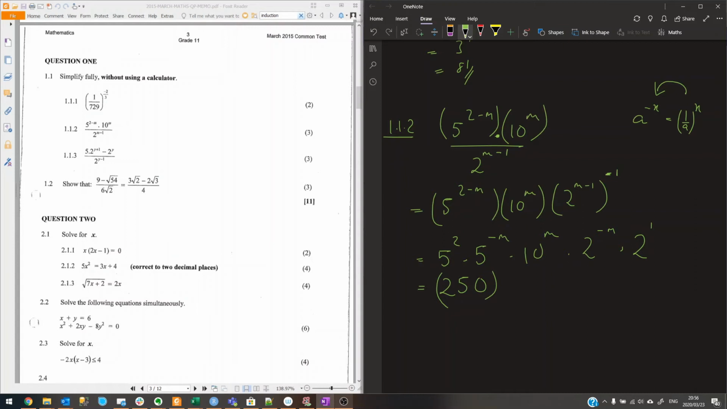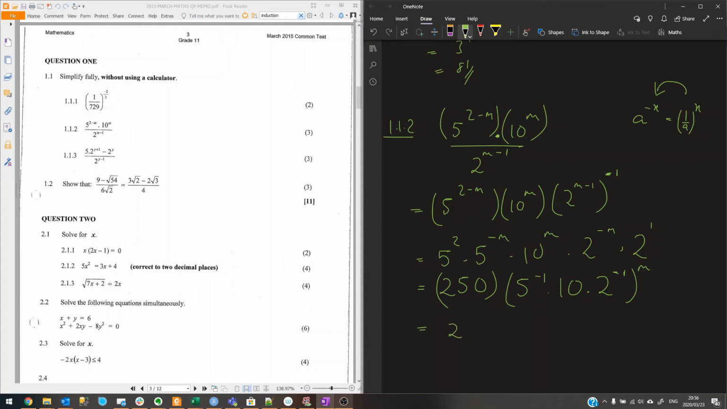Now for this to the m, what you can do is write this as 5 to the minus 1 times 10 times 2 to the minus 1, all to the m. Why? Because if you use your power rule backwards, you get 5 to the minus 1 times m, 10 to the 1 times m, 2 to the minus 1 times m. That gives you everything we had up here.